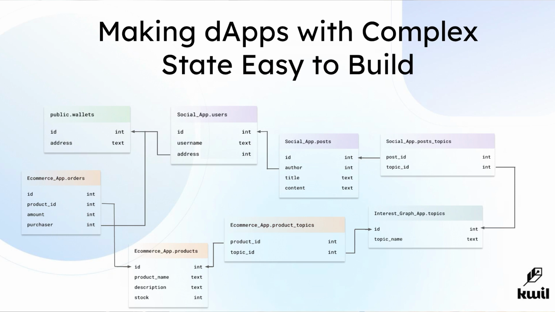A user on this application likely has a wallet, and you can see here that the users point to those wallets. In the post table, the author of the post points to that user. And you can tie topics to users, because in the bottom right there is an interest graph application. Then in the bottom left, you can also see an e-commerce application. Within this e-commerce application, you have a product, and products similarly have topics.